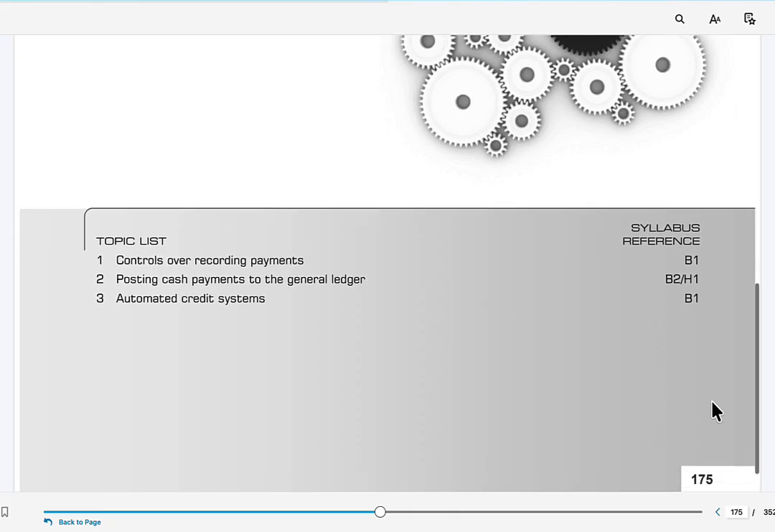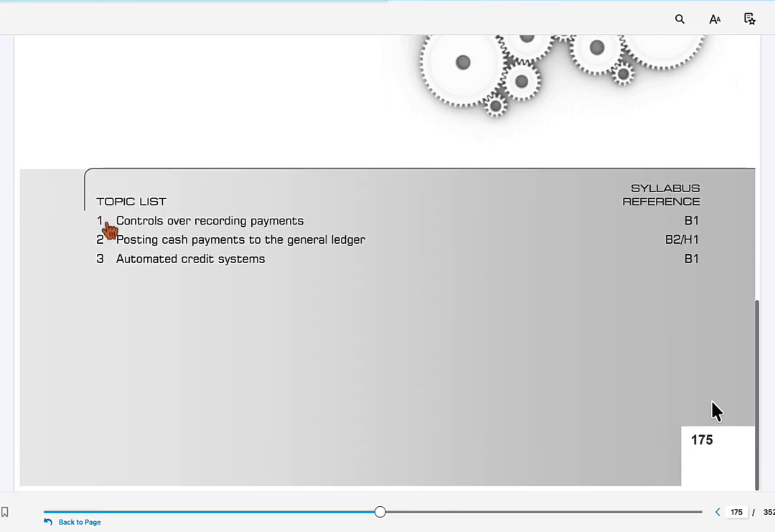First topic, controls over recording payments. In this part, we learn why payment controls exist and how they reduce the risk of fraud and error. Payments are a high-risk area because money is leaving the business. So we need rules and procedures that make it difficult for someone to pay the wrong person, pay the wrong amount, or hide an unauthorized payment. You will study ideas such as authorization, checking supporting documents, keeping proper records, and making sure different people handle different steps in the payment process.